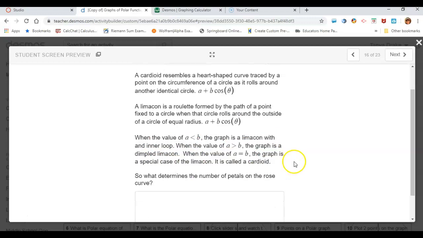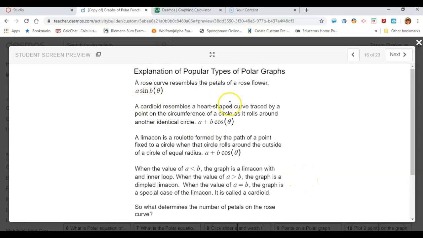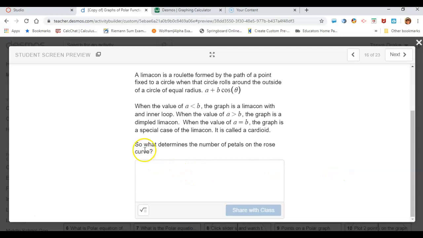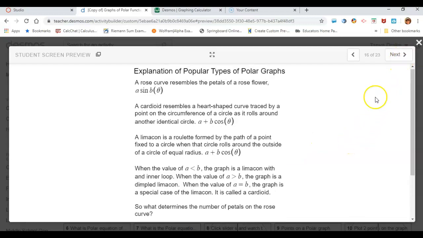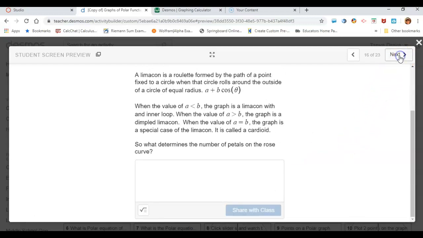Now here's the difference between the two. When A is less than B, the graph is a limacon with an inner loop. When A is greater than B, the graph is a dimpled limacon. When A equals B, the graph is a special case of a limacon, and it's called a cardioid. Now, I didn't say anything about these rose petals, so I want them to answer that question. What's going to determine the number of petals on the rose curve? Is it A? Is it B? And so hopefully by now they know.